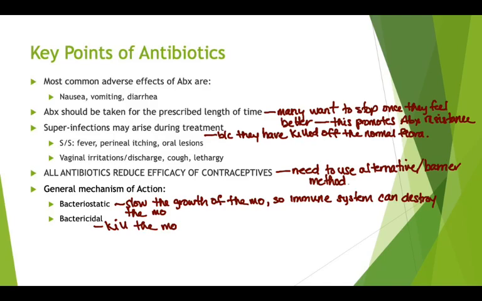Key points to remember with antibiotics. Your most common adverse effects of antibiotics, again, are going to be nausea, vomiting, and diarrhea. Now, these are adverse effects. These are effects that we would expect, right? They don't necessarily mean that they're allergies. They're just adverse effects. The antibiotics will cause these to happen.